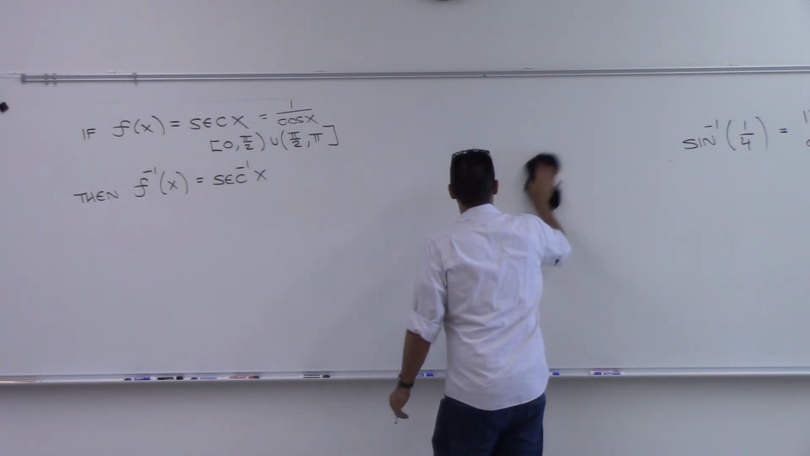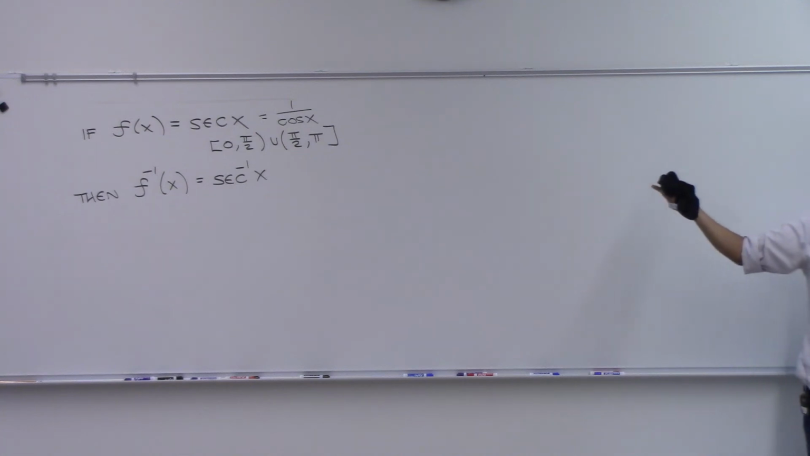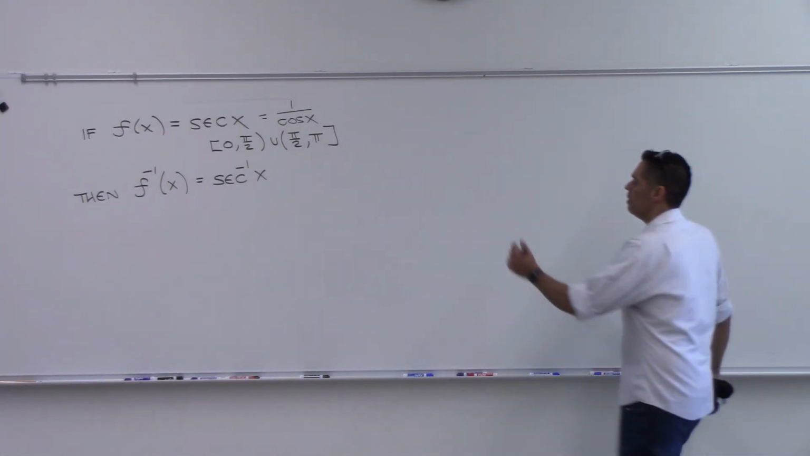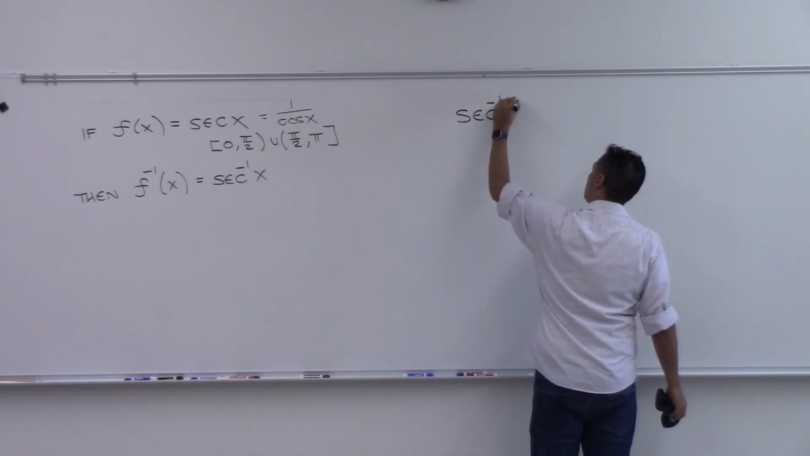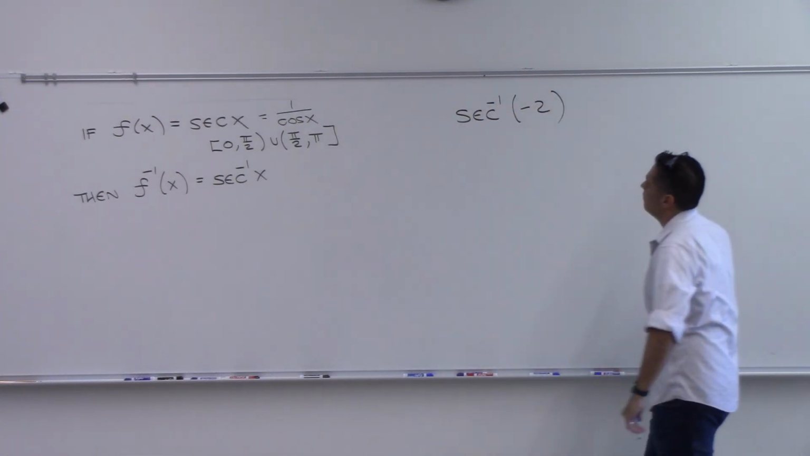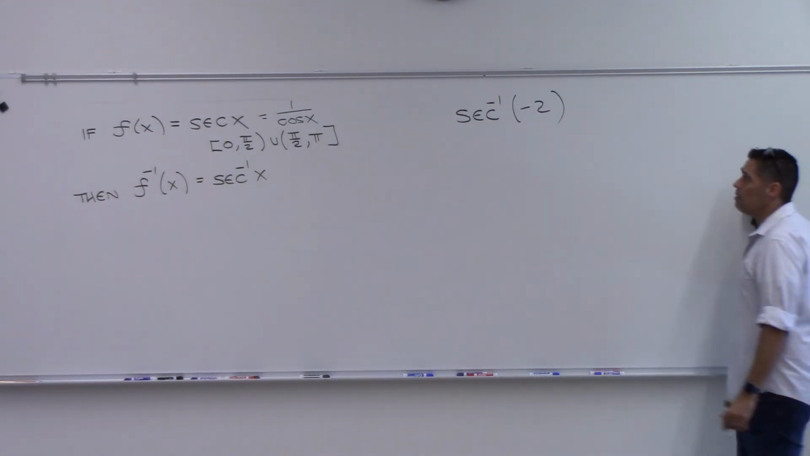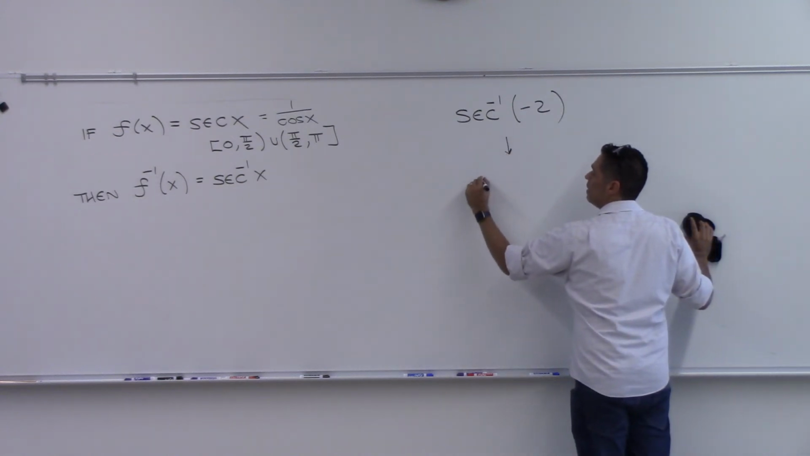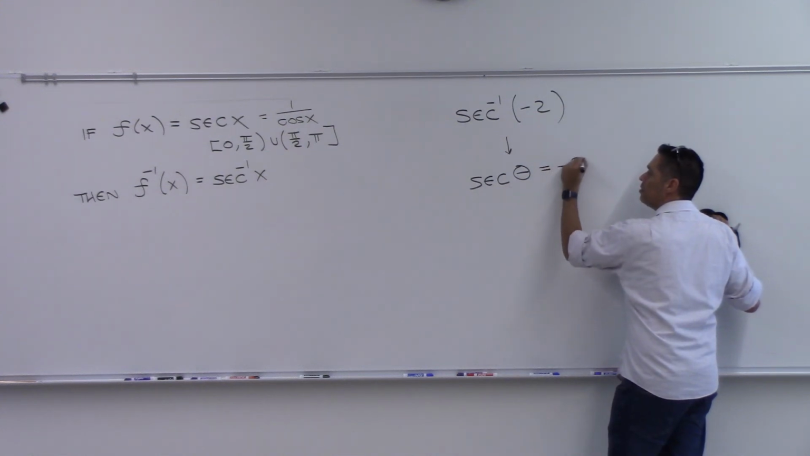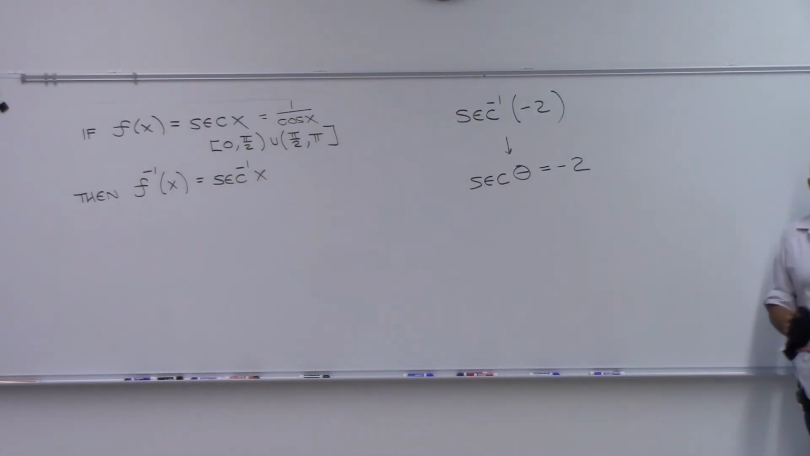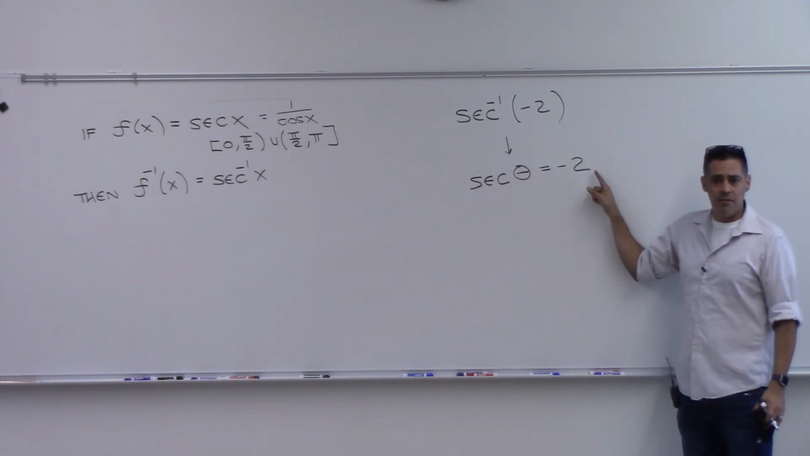Let's do a problem. This is going to work pretty much exactly the way this just worked for cosecant. It's going to be the same thing for secant inverse. So what is secant inverse of -2? First thing I'm going to do is say, well, this is really asking me to figure out what angle I plug into secant to get -2. What angle do I take secant of to get -2?